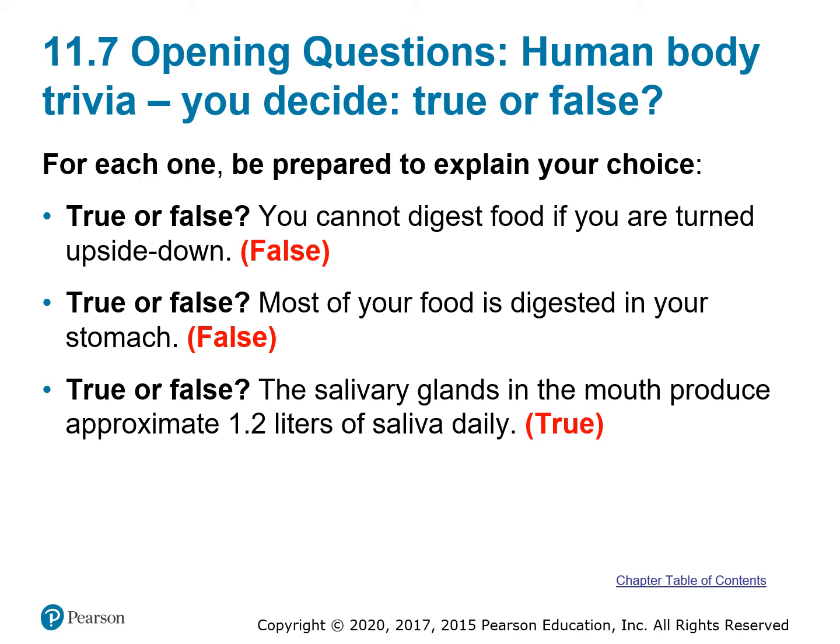And yes, I guess it's really true that salivary glands in the mouth produce 1.2 liters. Think about a 2-liter bottle of pop, right? 1.2 would be a little over half of that, that amount of saliva. Oof, that's true.